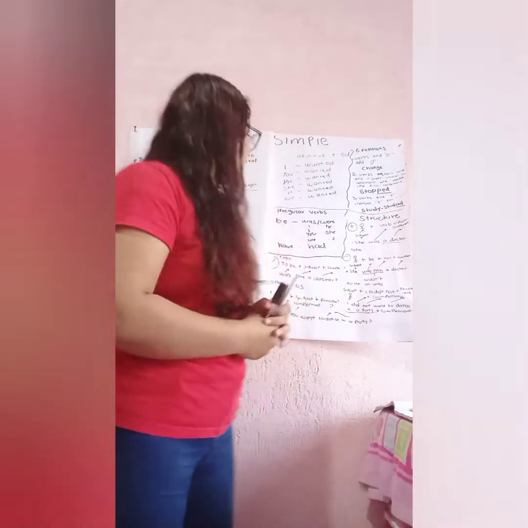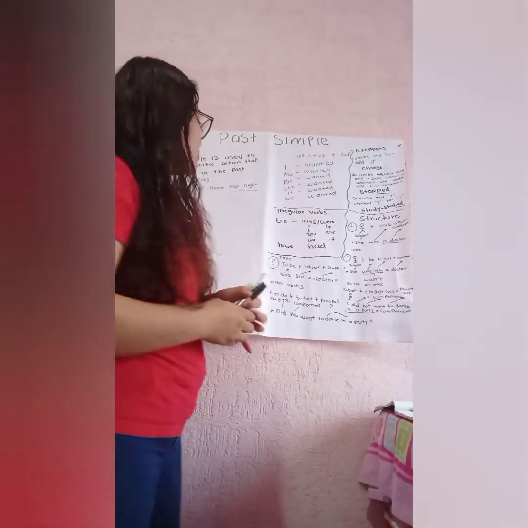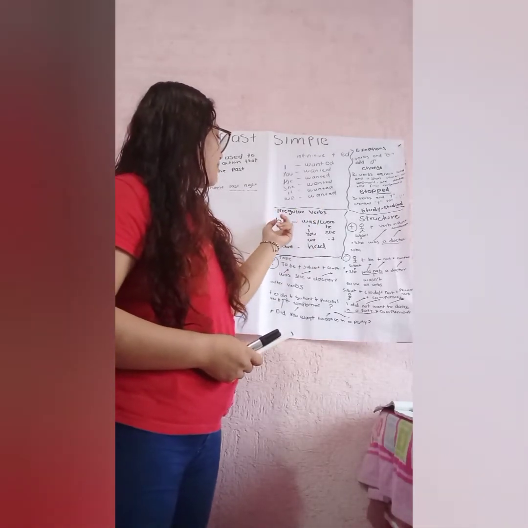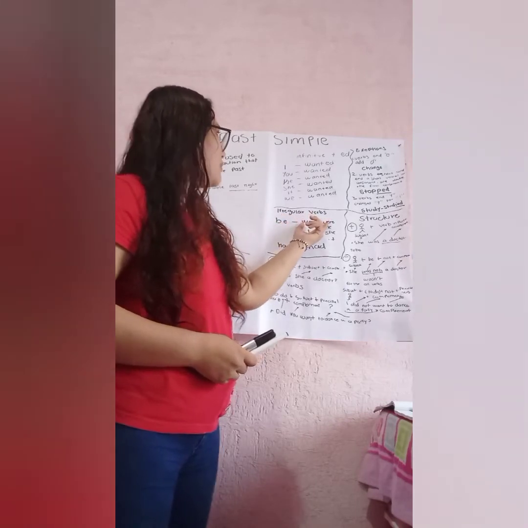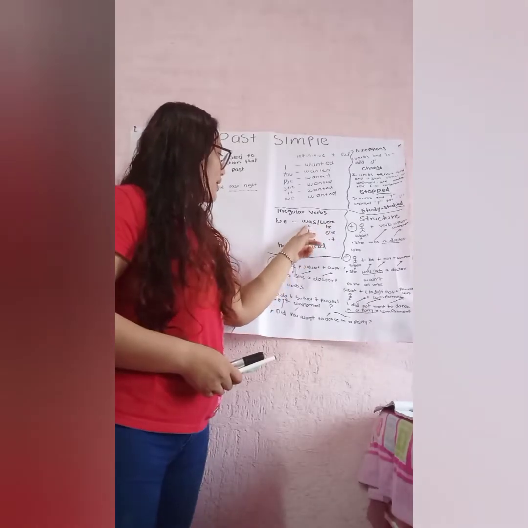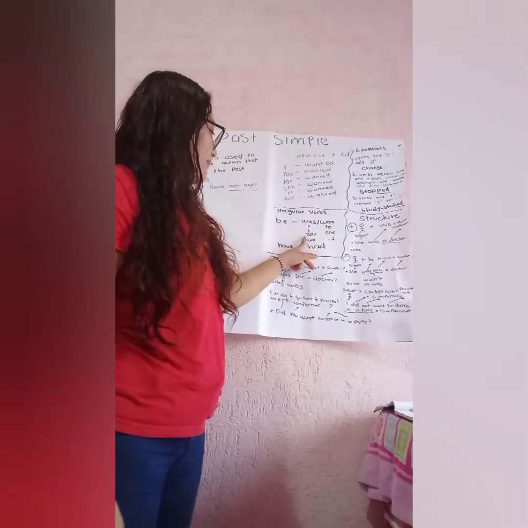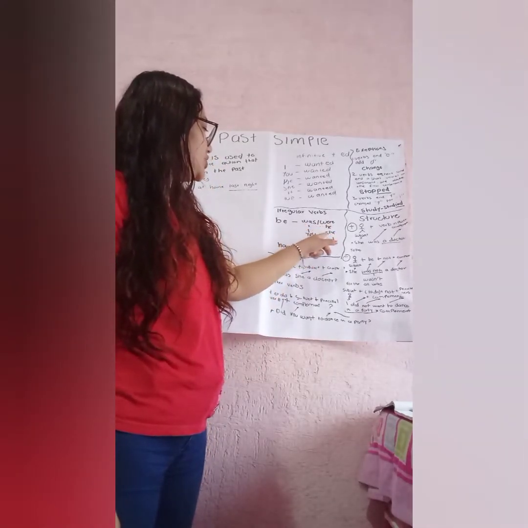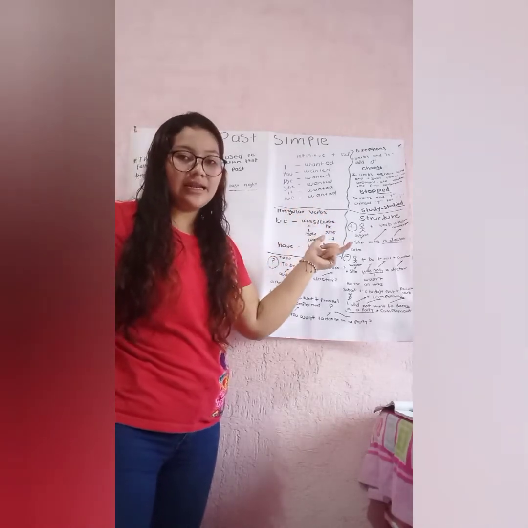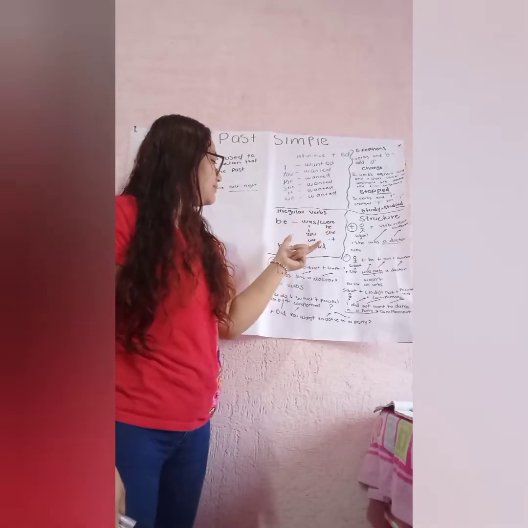Okay. For example, for irregular verbs, I have the verb be. The verb be in the past simple is was and were. Was is used for I, he, she, it, and were is used for you, we, they. We do not add the letter ed, okay?